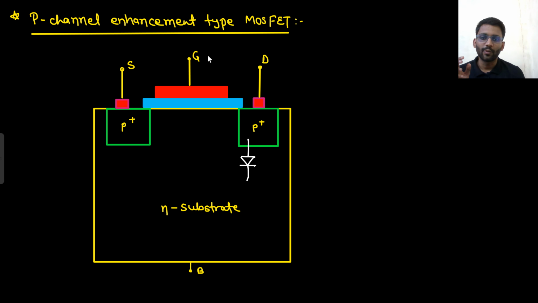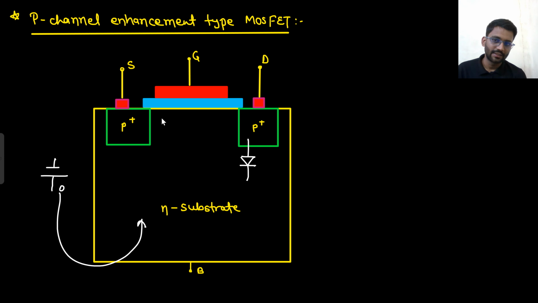And at the gate, what do you need to apply? Negative or positive? You need to apply negative, because if you apply negative, what will happen? Holes will be supplied from here. If holes are supplied, they will reach here, and that will form the channel. So negative potential here and negative potential at the drain. So here the channel is formed, and now this drain will attract the holes and the current will flow.